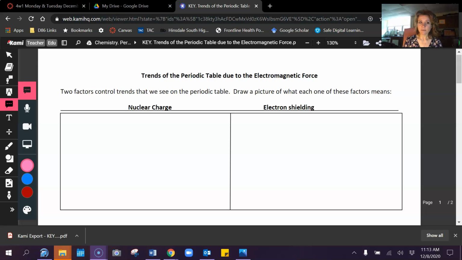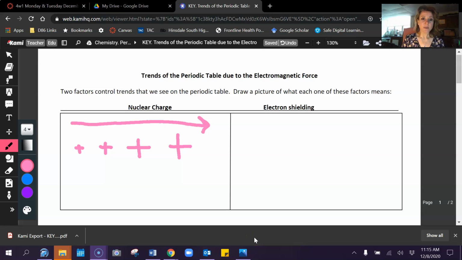So the first thing that we're supposed to do is to draw a picture of what each factor is that controls or affects the trends that are on the periodic table. Now you'll remember that the patterns in periods are affected by nuclear charge, and the trends in a family are affected by shielding. So let me draw what I think these would look like.